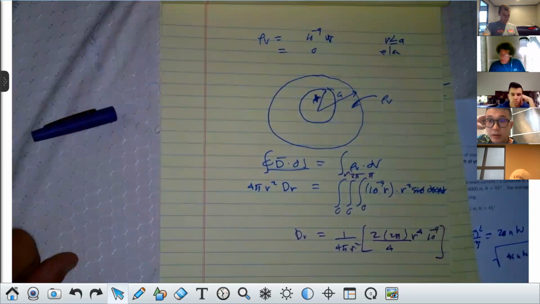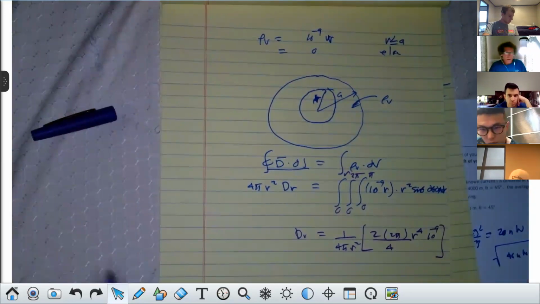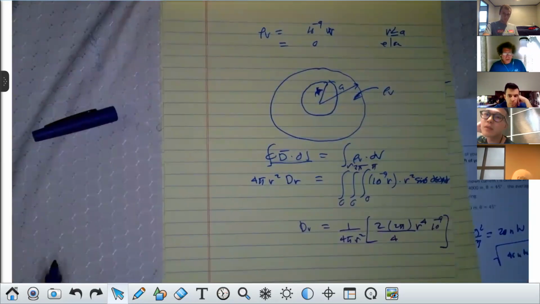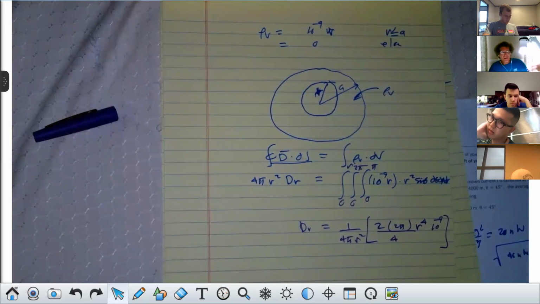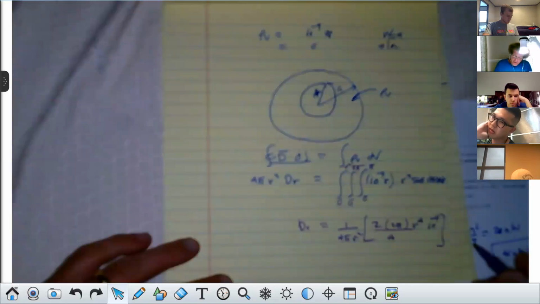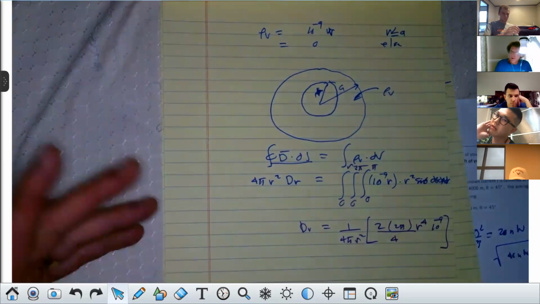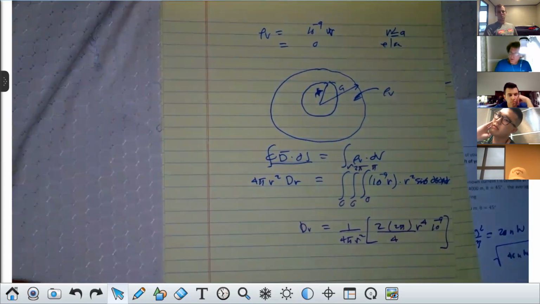Can I put that 10 to the negative 9 only in the final answer, but not in the equation? Is that still right? Well, as long as I can see it in the final answer, I'll give you credit. It's a scale factor that scales everything by 10 to the minus 9. But it has to be there in the final answer.